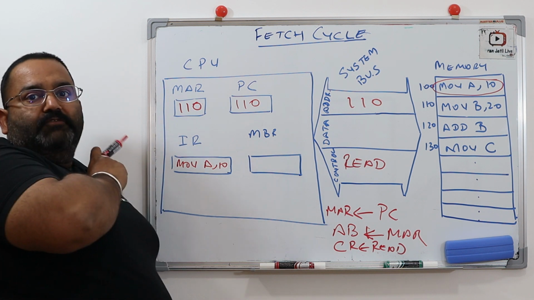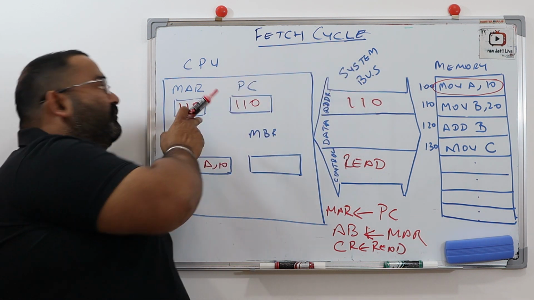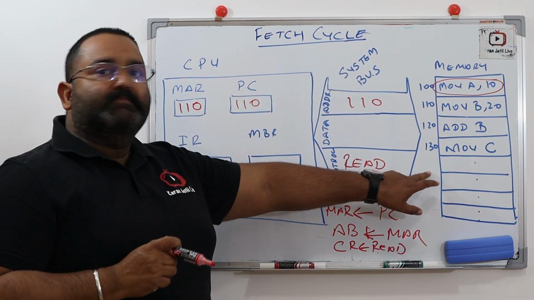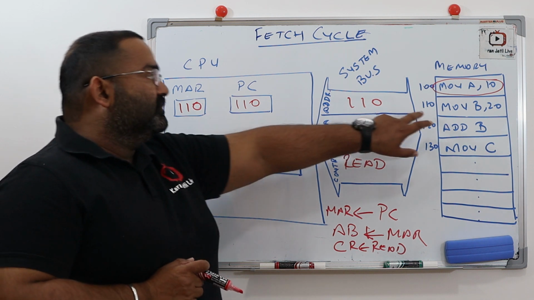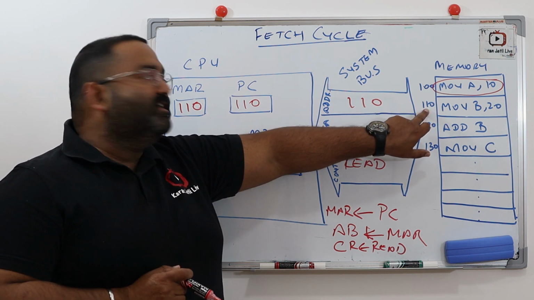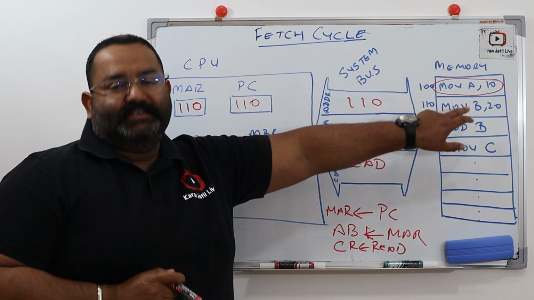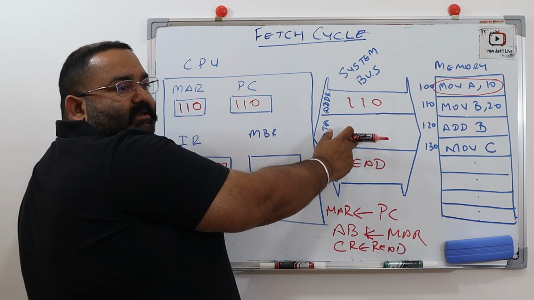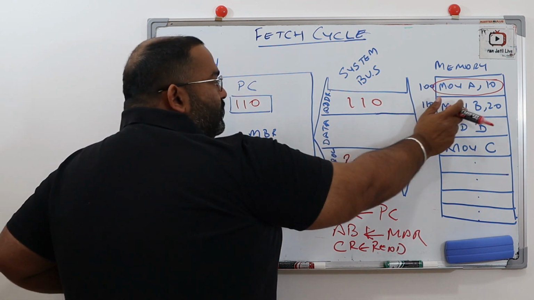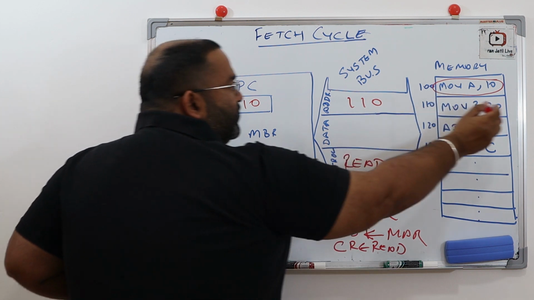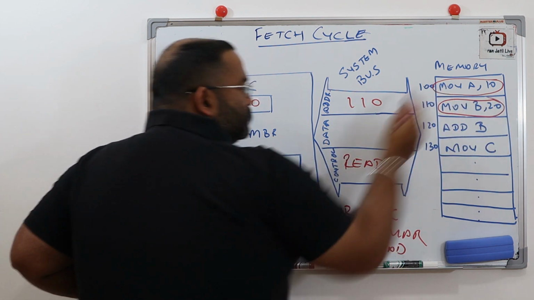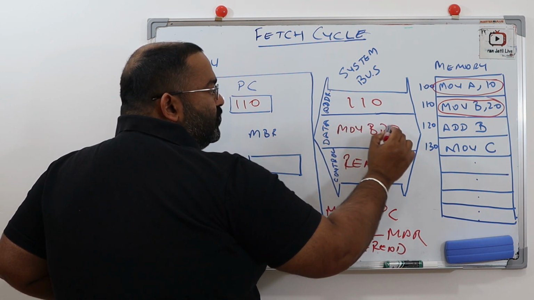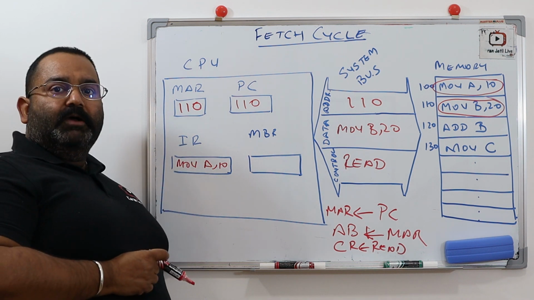What happens is, I put the address from the MAR onto the address bus and I instruct the memory. Whatever is there at memory location 110, read it and copy it to the data bus. So what is at 110? This. So what comes on the data bus? Move B comma 20.